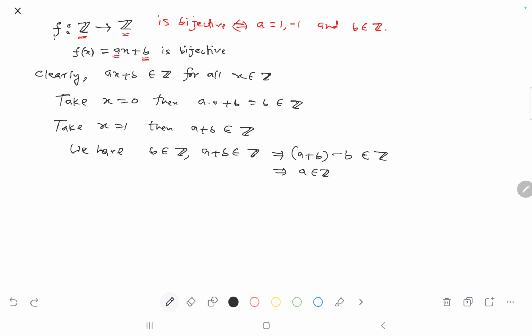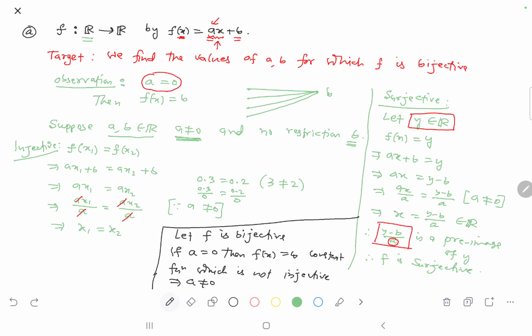Did you understand how I guess this? Because it is a map from Z to Z, so a and b must be integers. That we are proving here. Initially, how do you guess what the condition will be? Looking at the formula, you need an integer output. In the place of x putting an integer, the output needs to be an integer. So a and b must be integers. That is the first condition. The second guess is that a must be 1 or -1, because otherwise the pre-image becomes a fraction, and there is no restriction on b. That we get from question one, which gives you the clue on a and b.